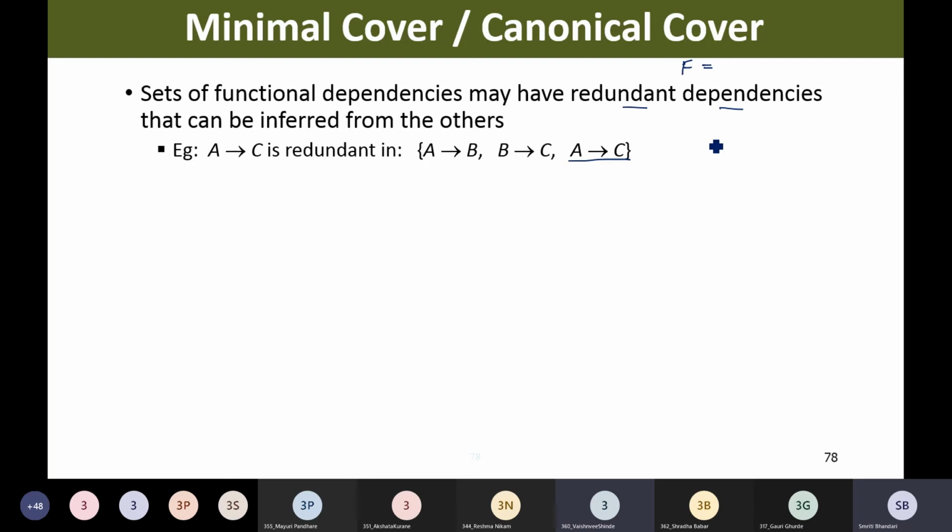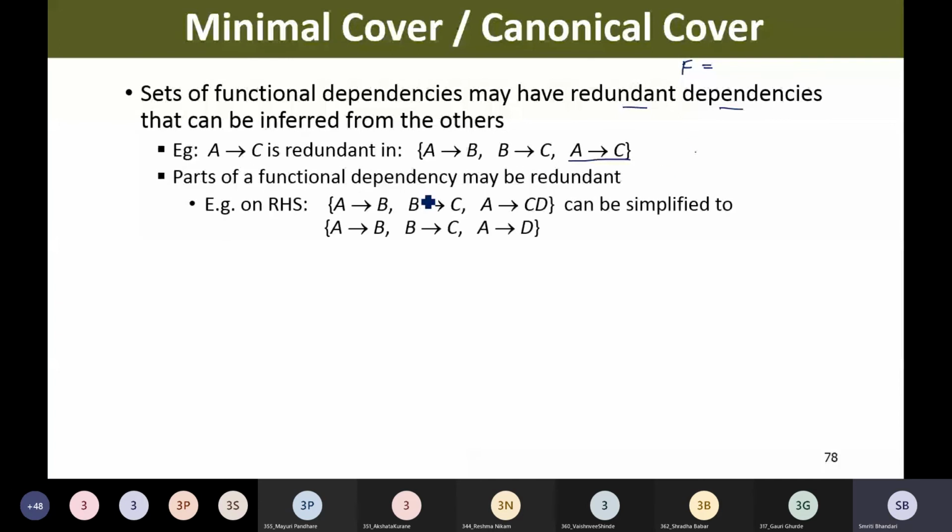Yes, ma'am. Fine. So many times it happens that whenever the set of functional dependencies F is being provided, we find that there are several dependencies that are redundant, or that can be inferred from other functional dependencies. Even sometimes we find functional dependencies such that part of a functional dependency is redundant. Not the entire dependency is redundant, but a part of it is.